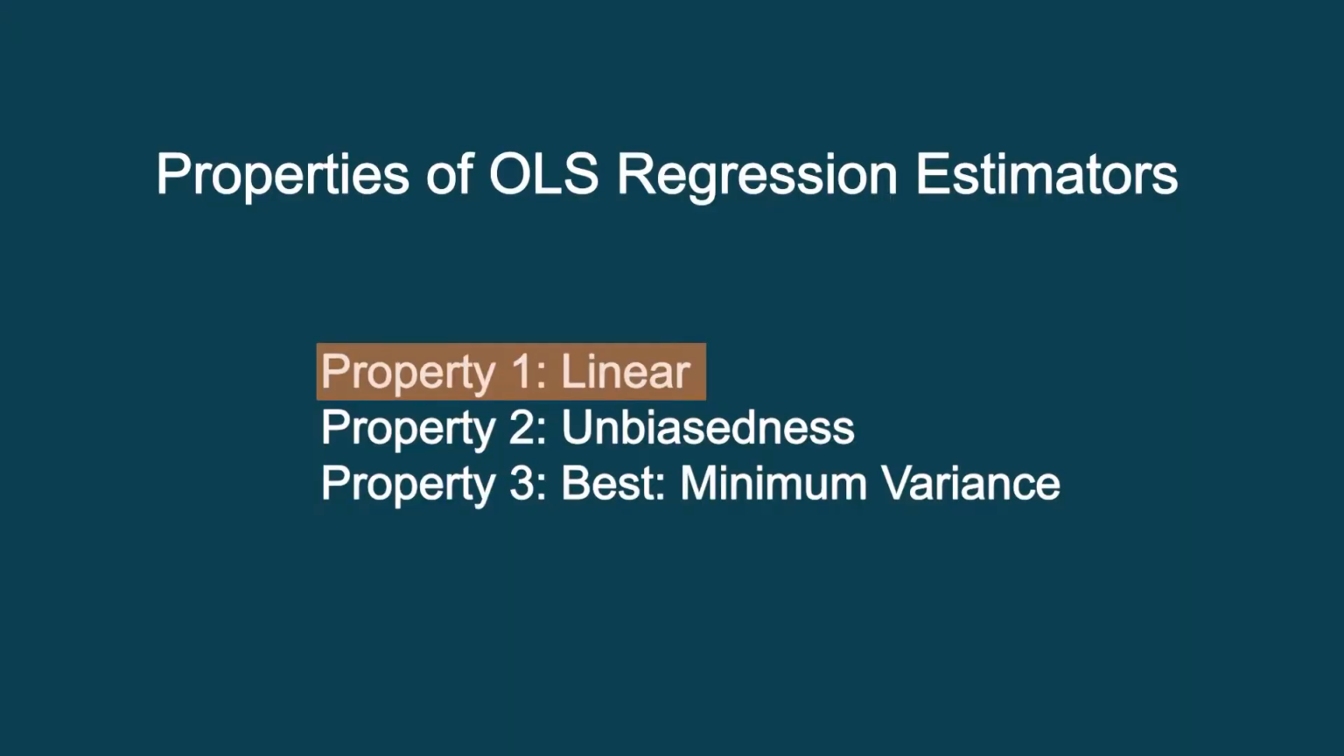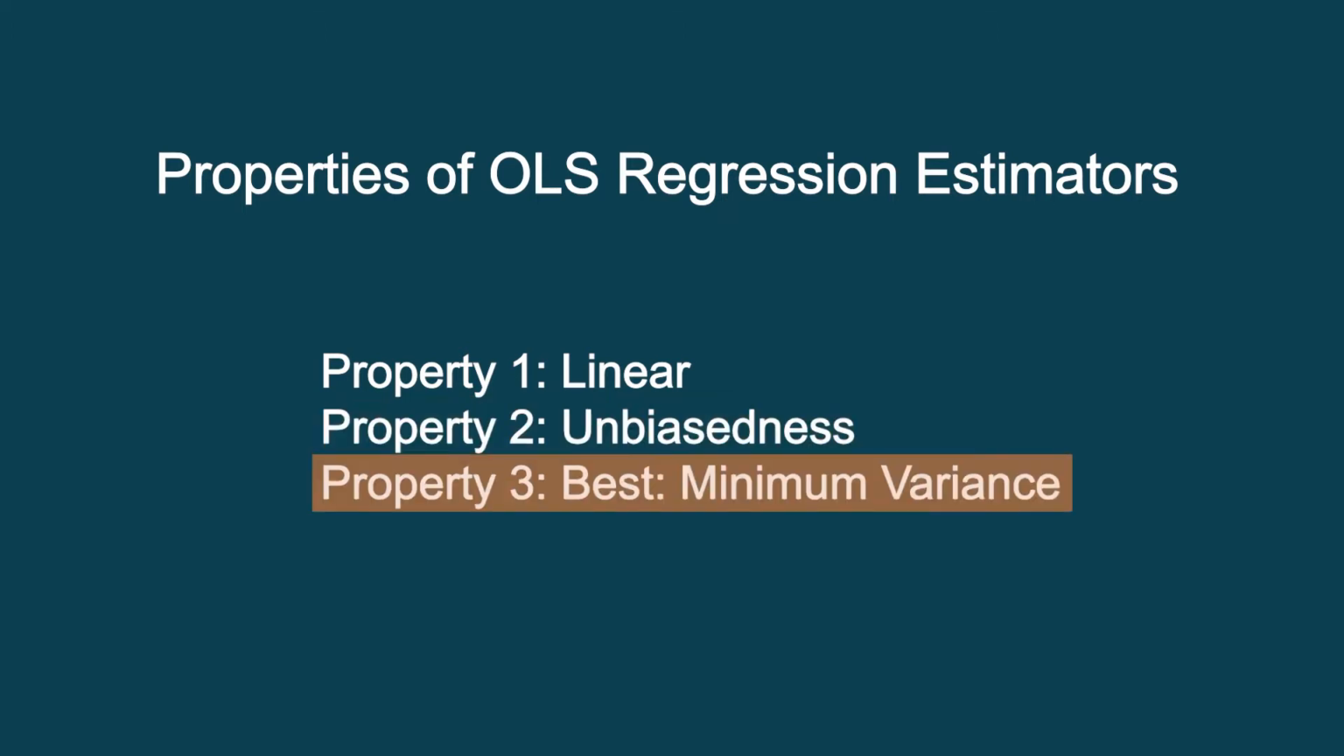Now we go to the properties of OLS regression estimates. By property 1, we mean linear. By property 2, we mean unbiasedness. And property 3 means best, minimum variance. When we talk about the properties, we have to categorize them into small sample and large sample properties. By the small sample properties, we mean property 1 of linearity.